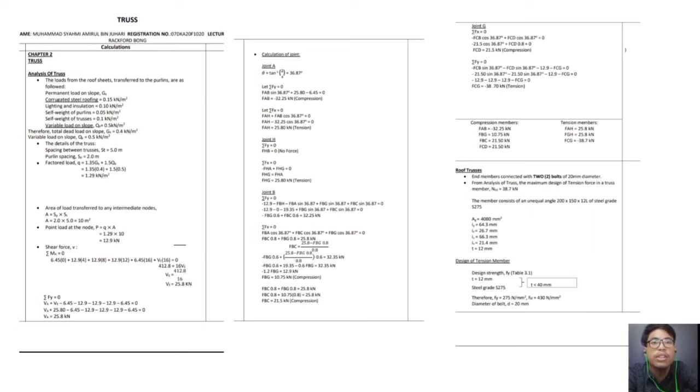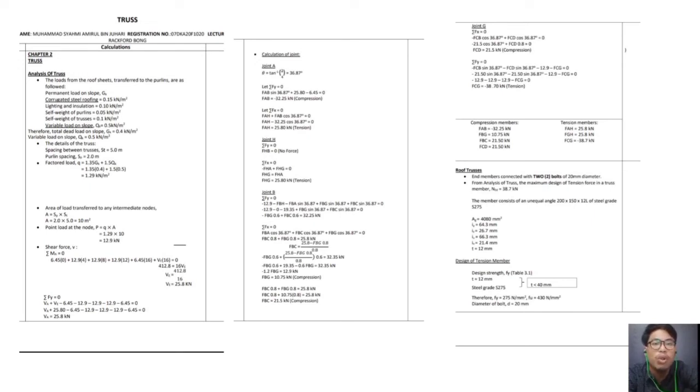I will present chapter 2, truss. For analysis of the truss, the loads from the roof sheet transferred to the purlin are as follows. Permanent load on slope Gk: aggregate steel roofing equals 0.15 kN per square meter; lighting and insulation equals 0.10 kN per square meter; self-weight of purlin is 0.05 kN per square meter; self-weight of truss 0.1 kN per square meter.